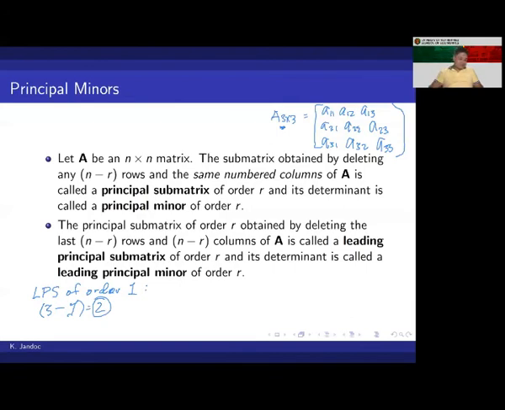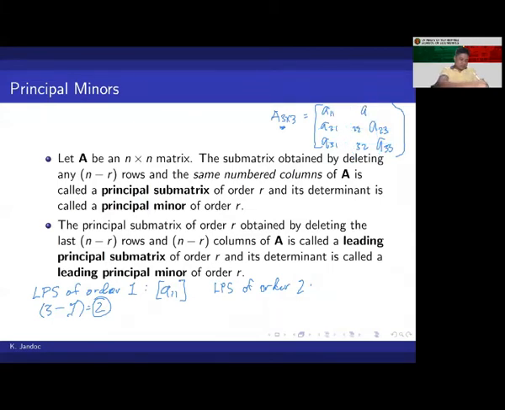In this case, the last 2 rows are row 2 and row 3, right? So let's delete row 2 and row 3, and the last 2 columns, which are column 2 and column 3. Therefore, the leading principal submatrix of order 1 is the matrix A11. Now what is the leading principal submatrix of order 2? Let's erase these lines.